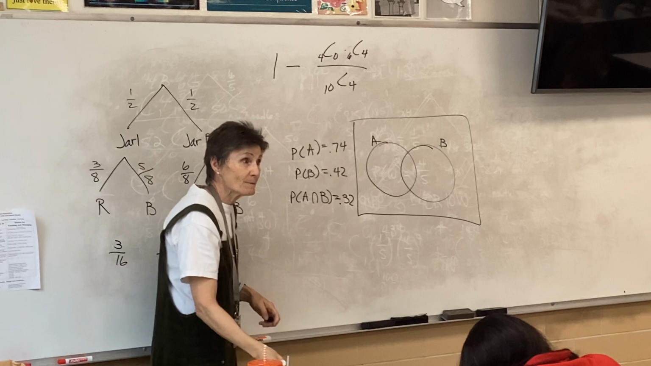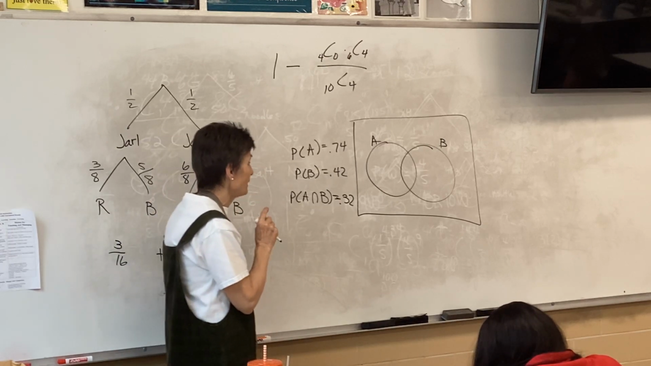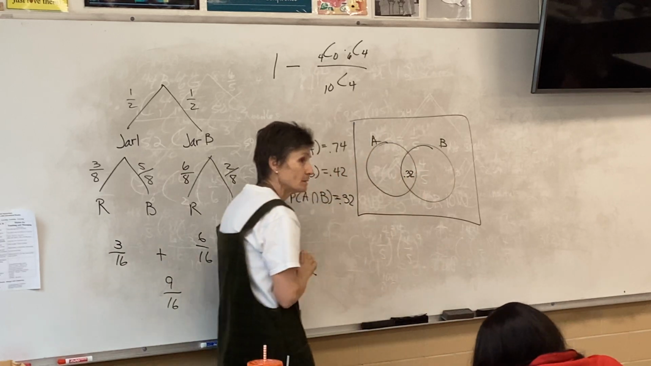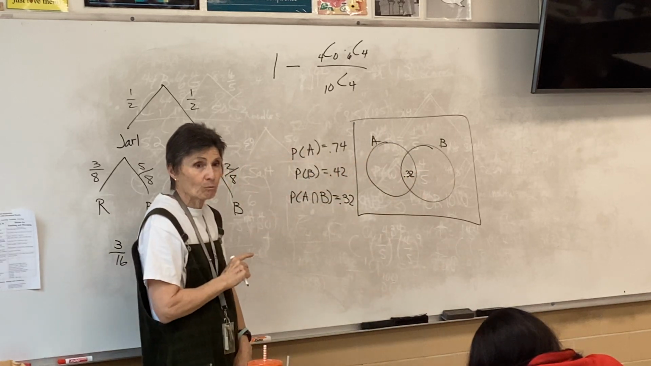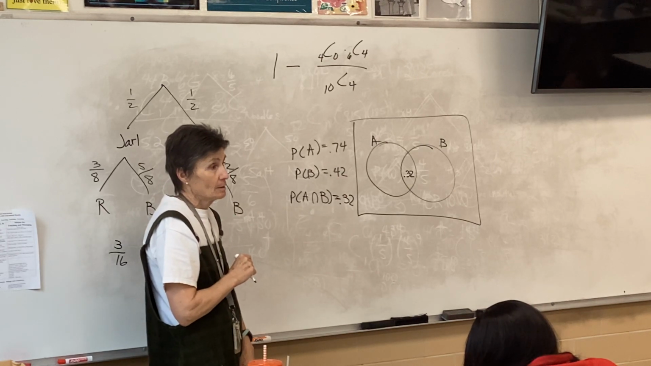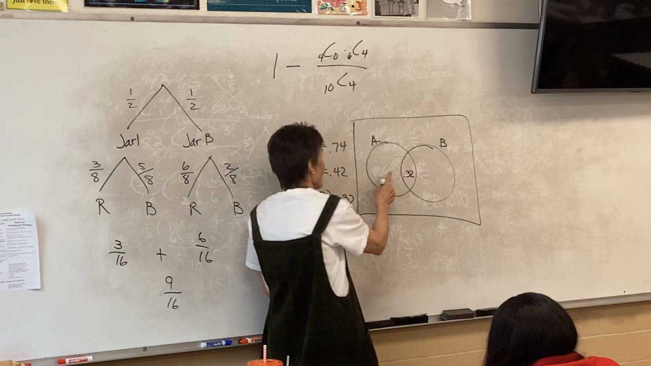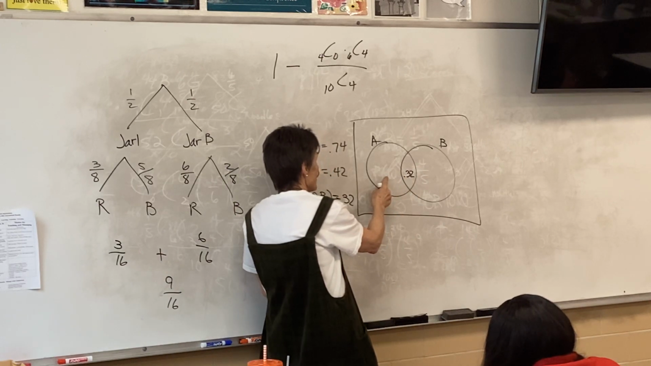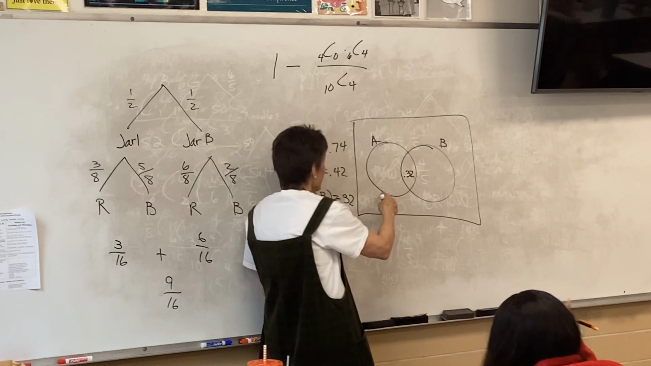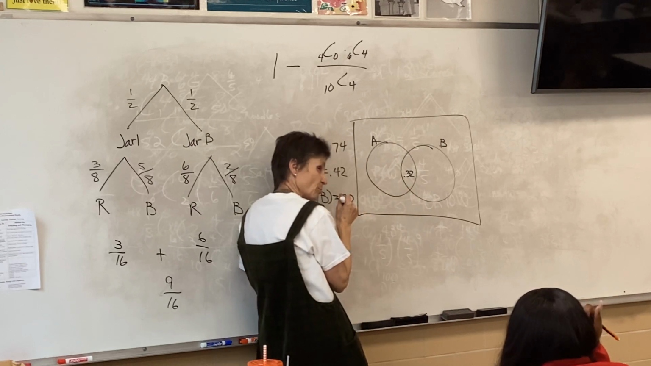So in terms of your picture, the only thing you can fill in right off the bat is right here, okay everyone? That's what we can put in right away. That's the overlap. Once we fill that in, then we can figure out what this section is, because the whole circle is 0.74, but you've already accounted for 0.32 of it.